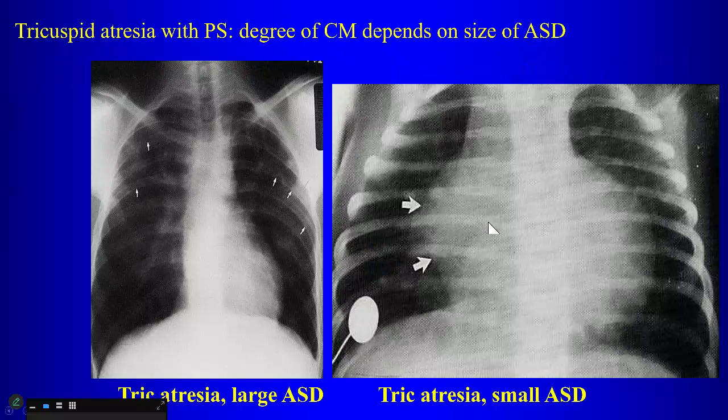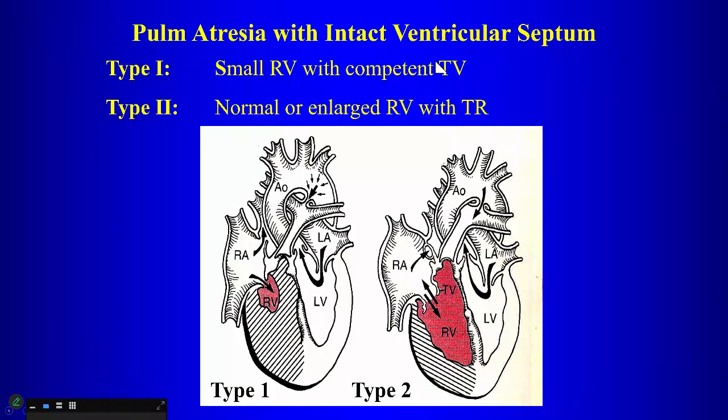And then also the size of the ASD determines how big the right atrium gets. If you have a restrictive small ASD, the right atrium can get bigger. And if it's not so restrictive, then the right atrium does not get so big. So this can also affect how big the heart looks with tricuspid atresia. So tricuspid atresia can be very confusing and falls in different categories because of the associated abnormalities.